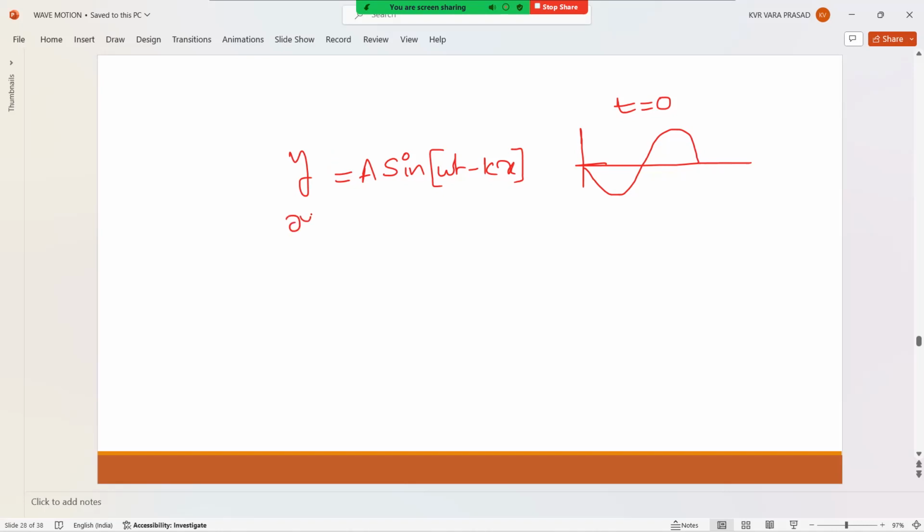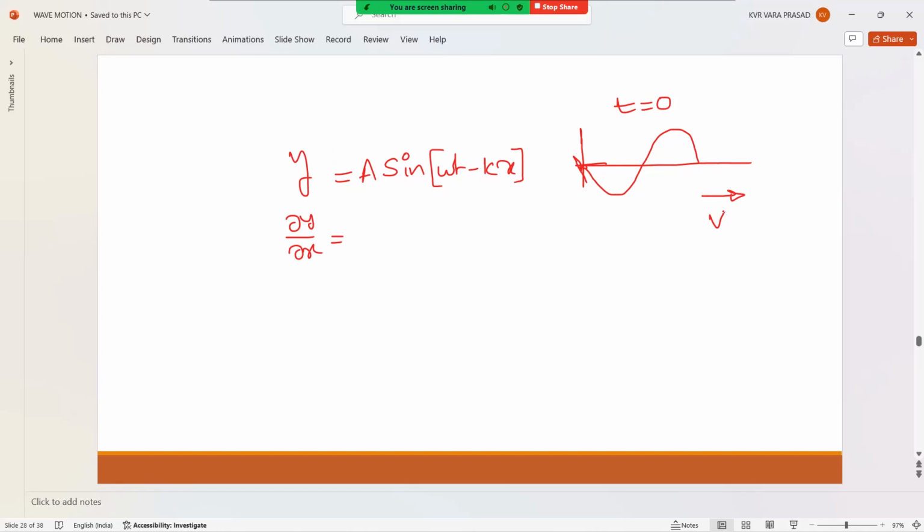Take ∂y/∂x, the slope. You can see that at the origin the slope is negative. At the origin the slope is negative. Okay. Assume that the velocity of the wave is along the positive x-axis. Suppose the question is given like this: the wave is propagating along the positive x-axis.